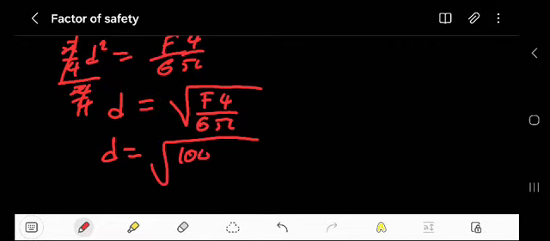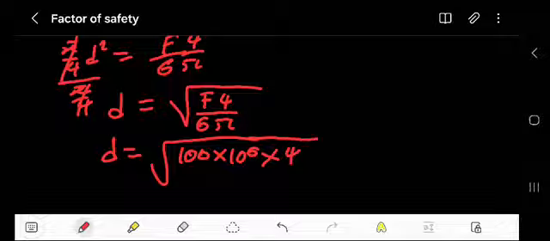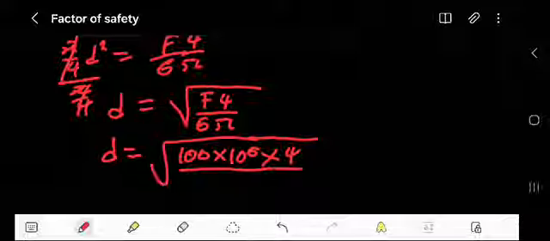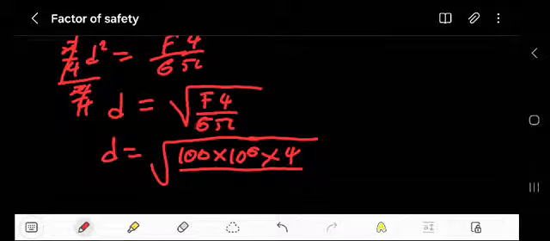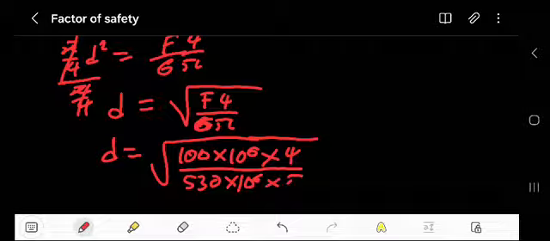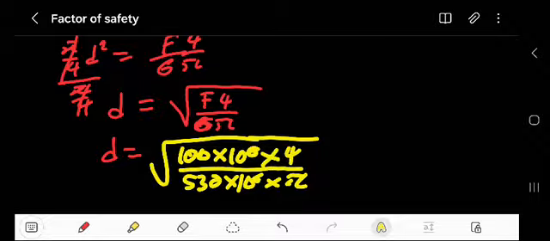Force, 100 kilonewton, times 4, divided by, oh, this is not 6, it's just the stress there, which we have been given again as 508 kilopascal, times 10 to the power of 6, multiplied by pi. Mathematically these cancel, but anyway you can just punch all that on your calculator.